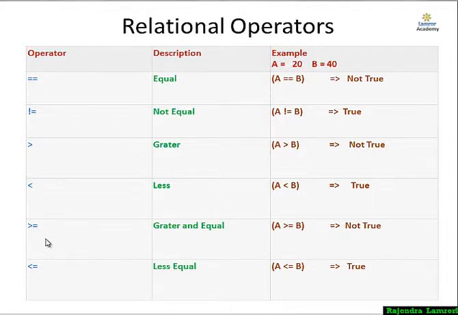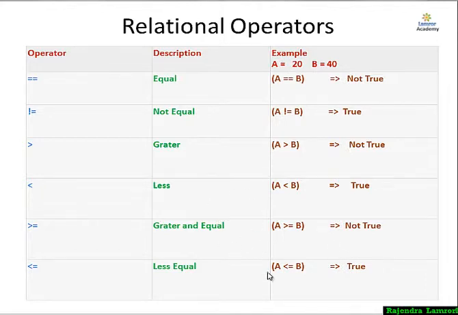The greater than or equal to operator is checking the condition if a is greater than or equal to b. If either condition is satisfied, it gives you a true result, else it gives you a false result. So here I have taken a equal to 20 and b equal to 40. So a is not equal to b, so it will give you a false result. Okay, but a is less than b, so it will give you a true result.